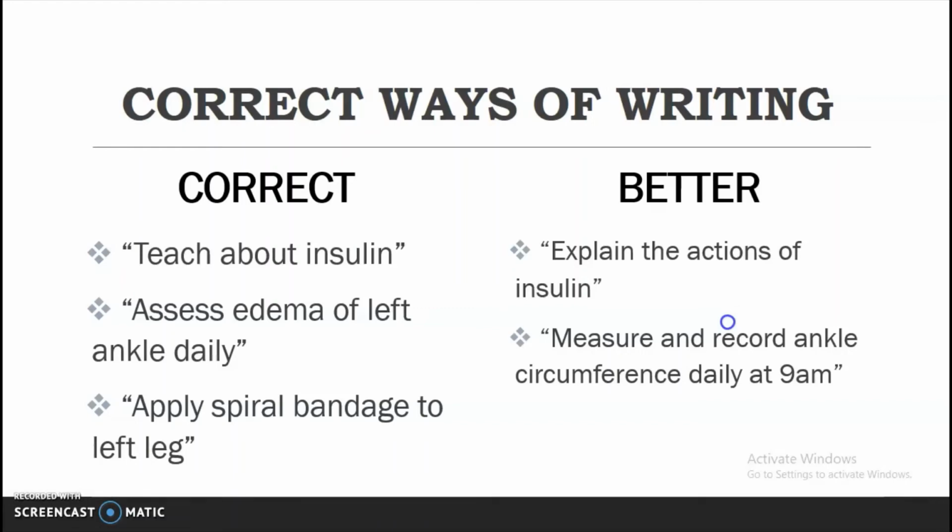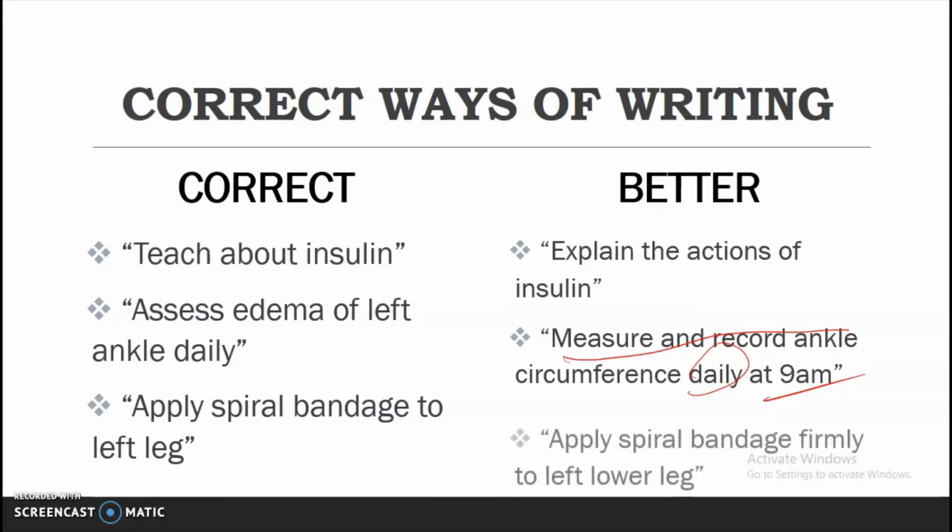So we have the subject, which is the client, and measure and record would be the verb. This is your criterion, and this is your modifier. So that is your better way of writing. Instead of writing interventions na assess edema on the left ankle, you write it more specific. In terms of writing a nursing intervention, instead of just assessing, you write measure and record. So you write yung actual activity na gagawin mo.